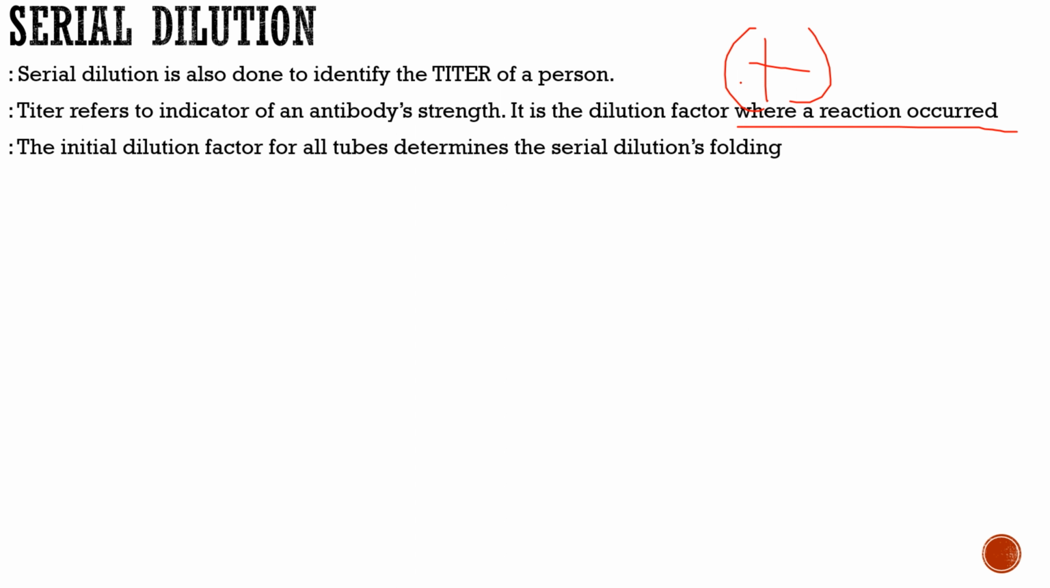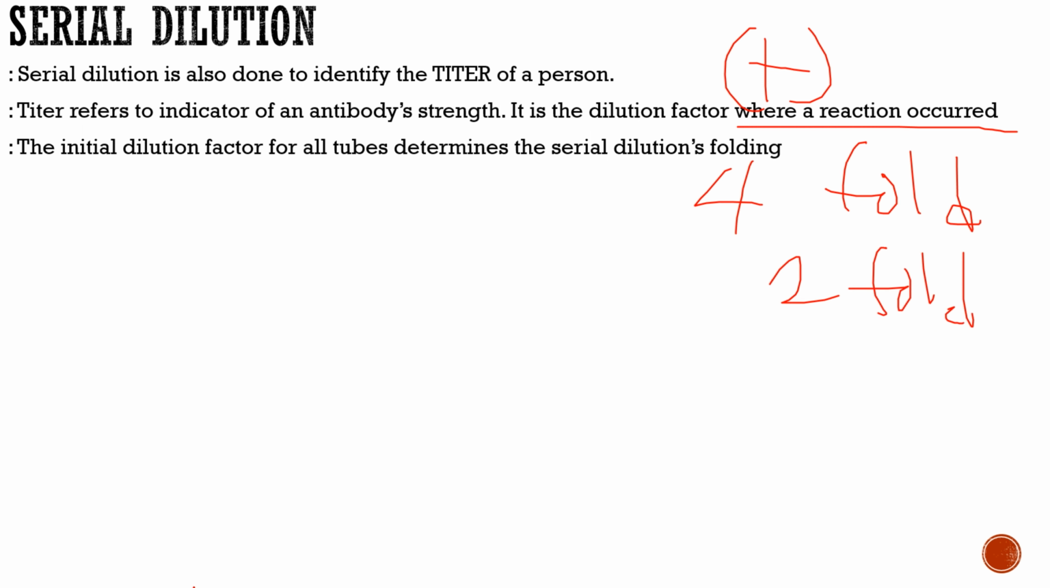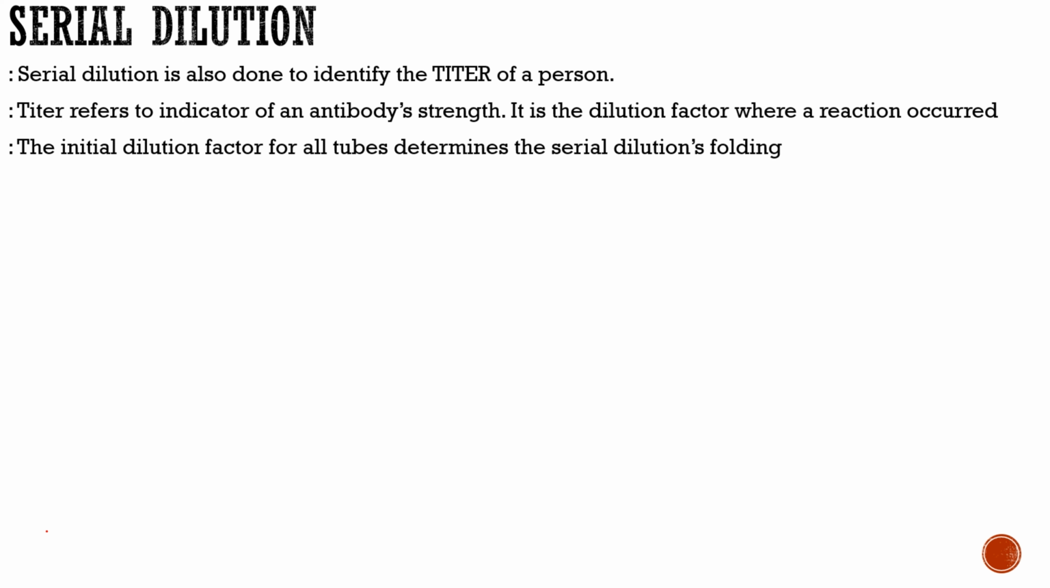The initial dilution factor for all tubes determines the serial dilution's folding. Ano ba tong folding na to, class? Sa immunosero, meron tayong mga tinatawag na dilution using 4-fold, 2-fold, ganun. So to understand that, I'll give you an example. Ito yan. 2-fold meaning 1 over 2 and 4-fold meaning 1 over 4. Ang sabi dito sa last sentence, the initial dilution factor for all tubes, this determines the serial dilution's folding.